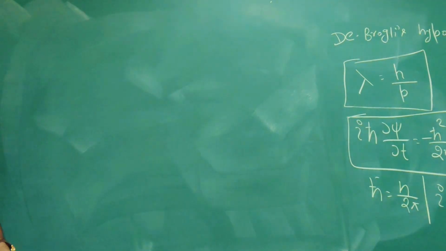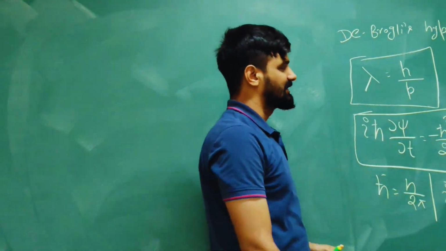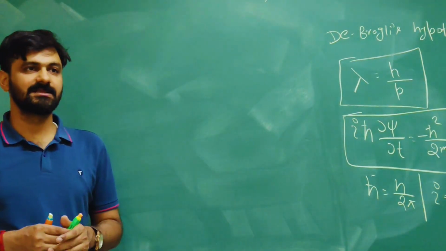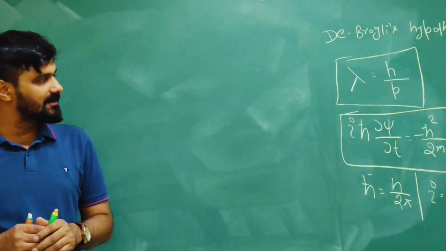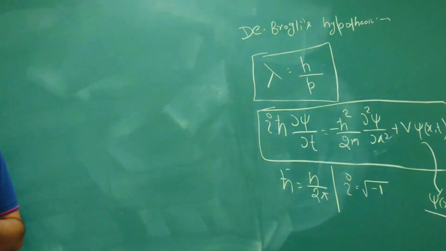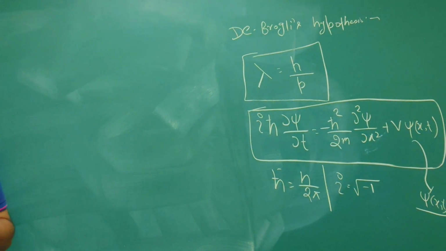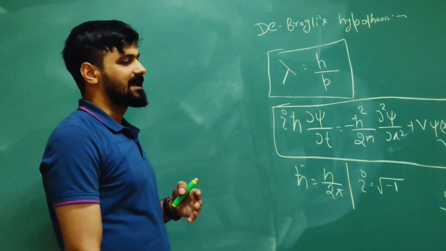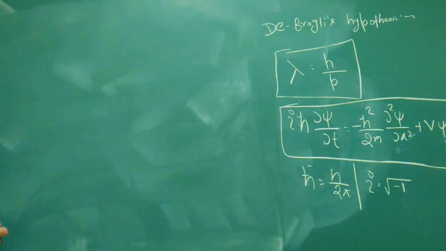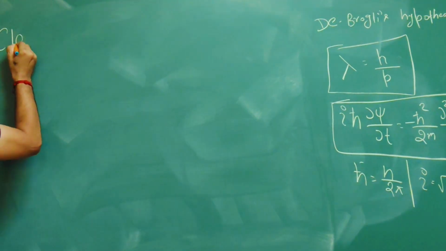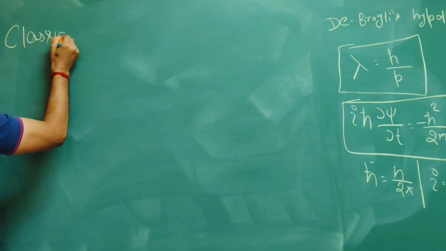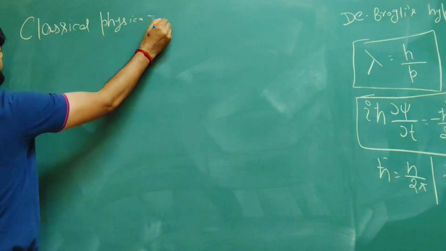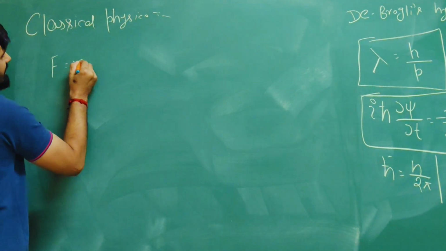Okay. As I told you, this Schrodinger equation is one of the historical equations ever developed in physics, and that equation completely changed the world from thinking of classical deterministic physics to quantum probabilistic physics. Because in classical mechanics, we study Newton's second law of motion, right? In classical physics, we study F equals ma.